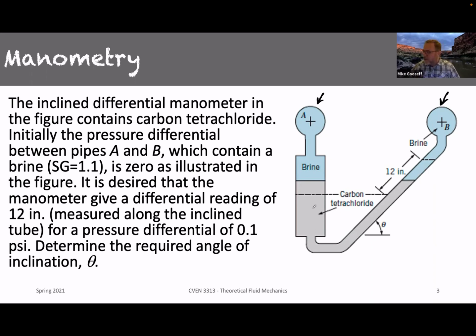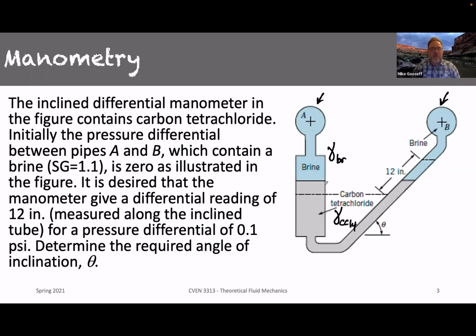But this manometer fluid, in this case, is carbon tetrachloride, okay? So we're going to have some gamma CCl4, that's the chemical name for carbon tetrachloride. And then up here, we'll say that we have some gamma Br for brine, okay? So that will apply both in pipe A and pipe B, where the blue shading is until we get to this line. And so prior to, well, let me read the rest of the statement here.